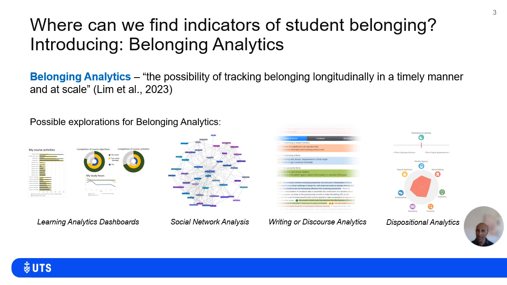Sense of belonging can also be tracked by looking at learner analytics dashboards, social network analysis, and discourse analytics, to name a few. In our exploratory study, using automation, we have aimed and attempted to analyze student responses to one focal question using discourse analytics to find out what some of the indicators of a sense of belonging are.